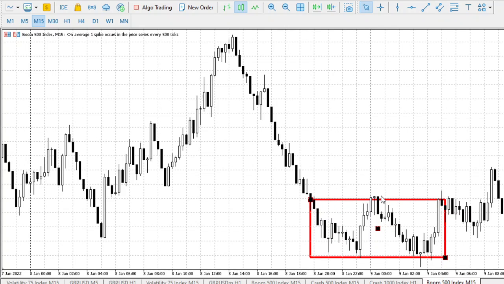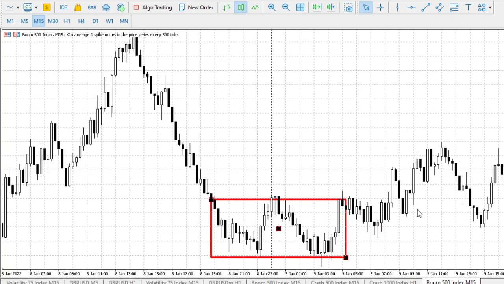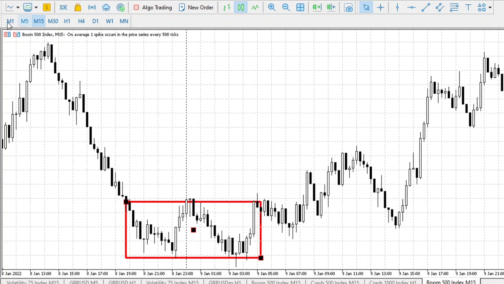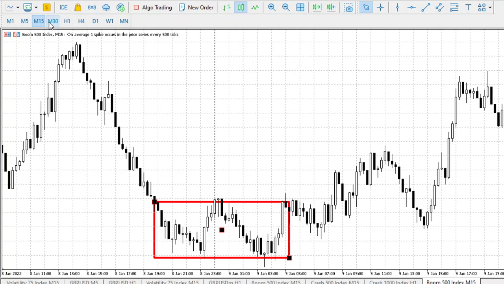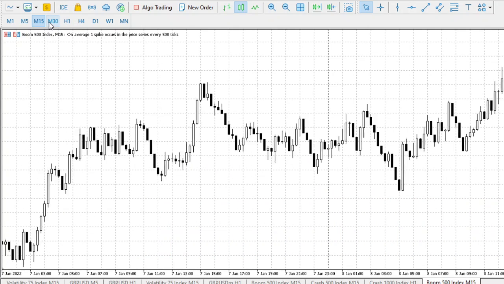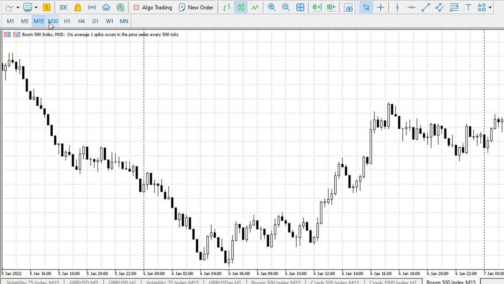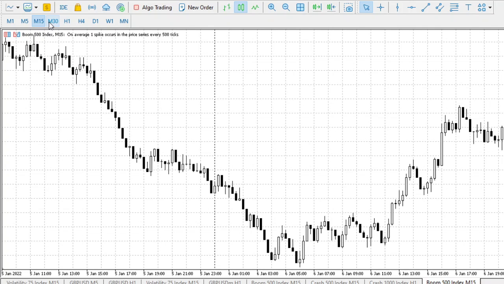As you can see, then we wait until this rectangle is broken. Once it is broken, we enter our trade. As you can see, the market bought up to this resistance area. So this strategy is very easy. Even if you are a beginner, you can still use this strategy.